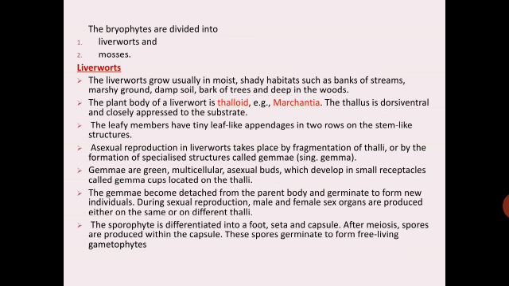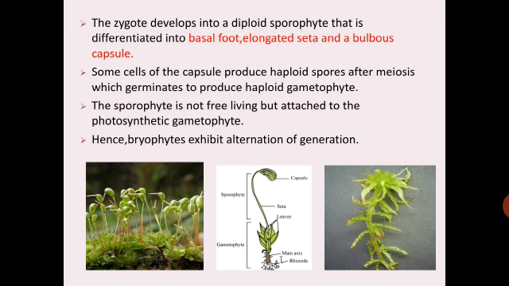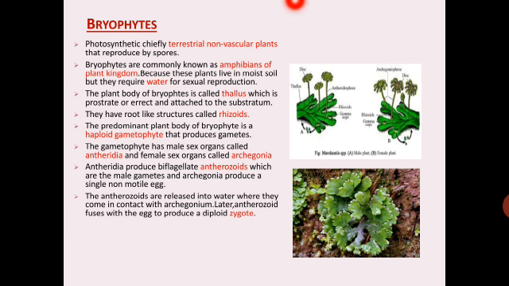The bryophytes are divided into liverworts and mosses. The liverworts grow usually in moist, shady habitats such as banks of streams, marshy ground, damp soil, bark of trees, and deep in the woods. The plant body of liverwort is thalloid. Example, Marchantia. In the earlier discussion we have seen Marchantia, so this is the example for the liverwort.